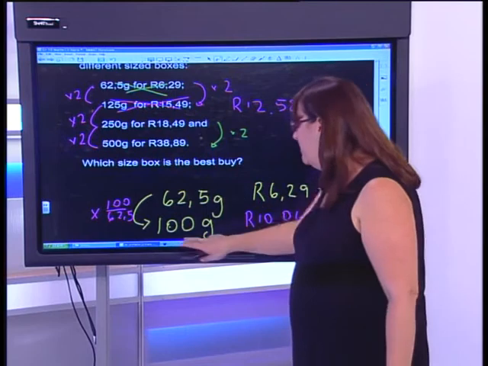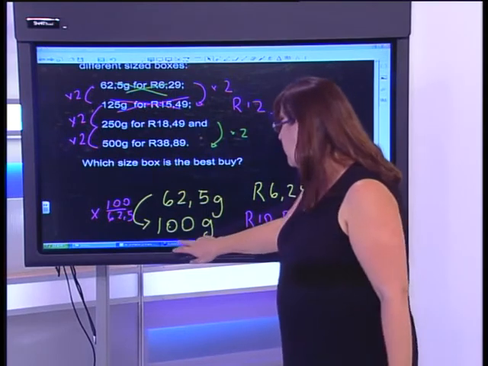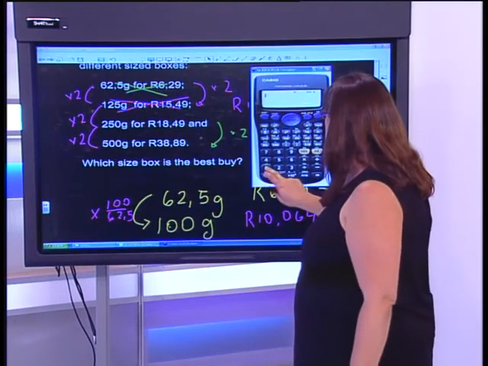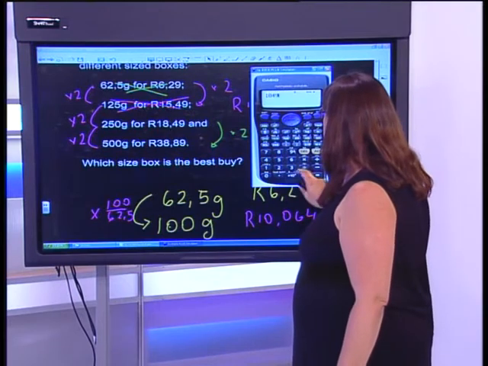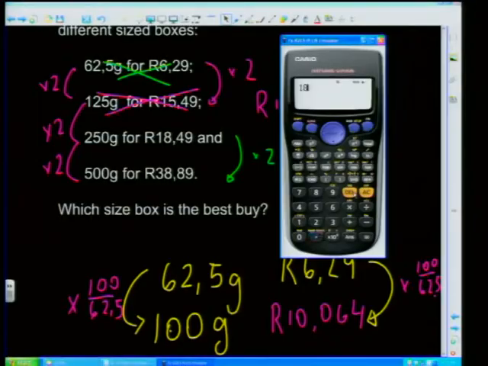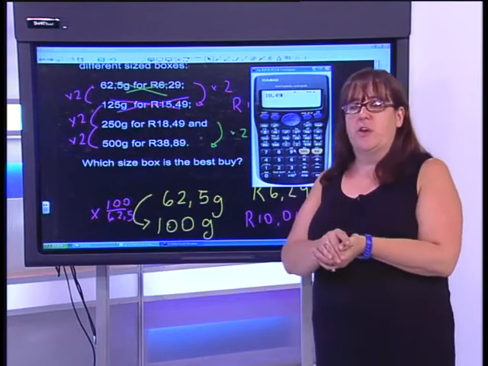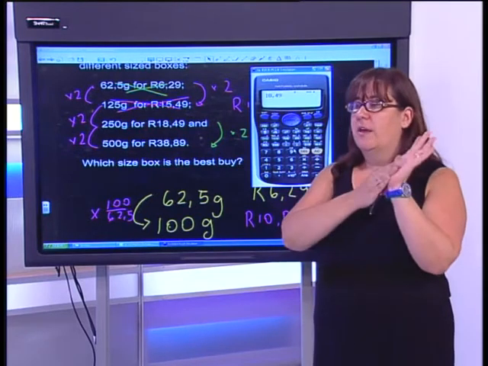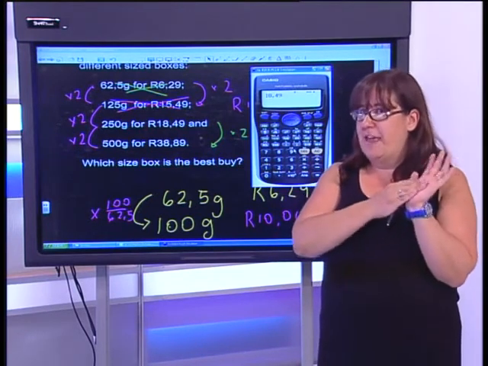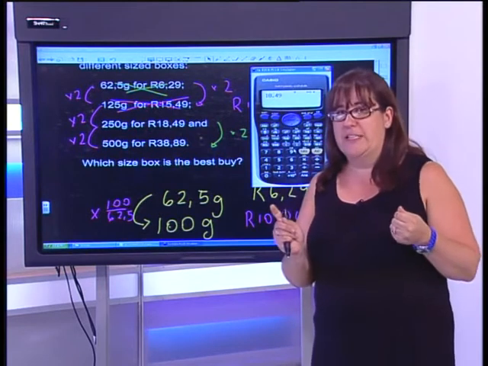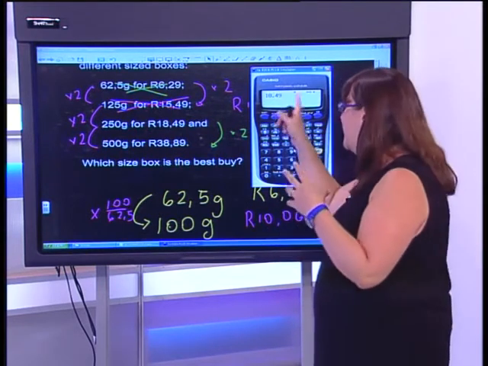So now I've got 18.49 times by 2. Calculator. 18,49 neither. I'm glad that happened. We need to be careful when we're entering numbers on the calculator that we're actually entering what we want. It's so easy to make a mistake on the calculator, and then we get an answer and we think, but the calculator said so, therefore it must be true. Not always the case. So be careful and double check.